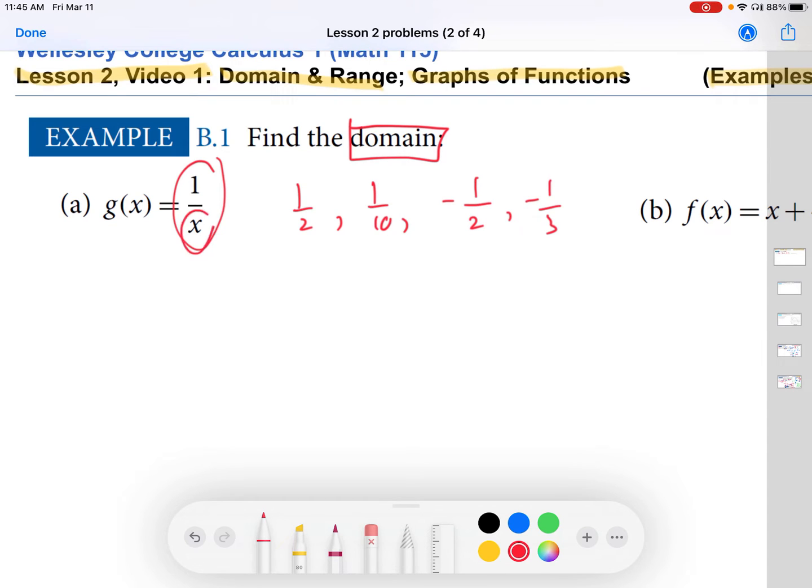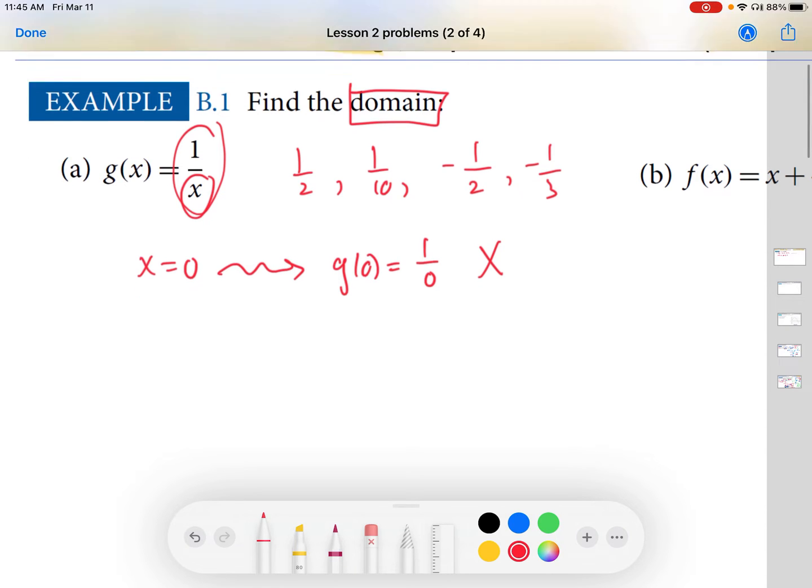So it seems like almost any number x would work. The exception is x equals 0, right? If we try to calculate g of 0, we run into 1 over 0. That is not defined. Division by 0 is not defined. So this is not something that we can use as an input for g of x. It gets us into trouble, if you will.